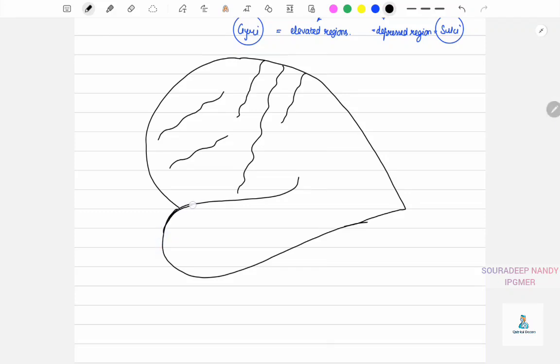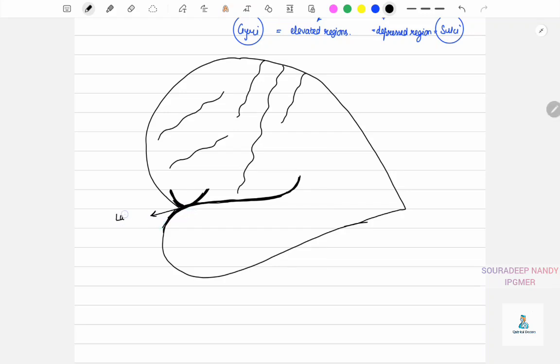Now, the largest or deepest sulcus of the brain is the lateral sulcus. This lateral sulcus has three parts: one is the anterior ascending part and another is the anterior horizontal part, and the part of the lateral sulcus that goes posteriorly is the posterior ramus of the lateral sulcus. The point where the lateral sulcus divides is called the Sylvian point.